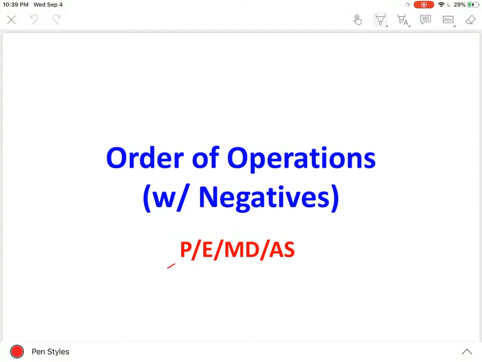PEMDAS stands for parentheses, exponents, so 2 to the third, right? That's this part. Multiplication and division. Notice, and it's important that we know that multiplication does not have to come first. Then addition and subtraction. So multiplication and division, and then addition and subtraction. Keeping in mind that addition does not have to come first. Multiplication and division and addition and subtraction are both done left to right. That's really, really important for us, that they're done left to right.